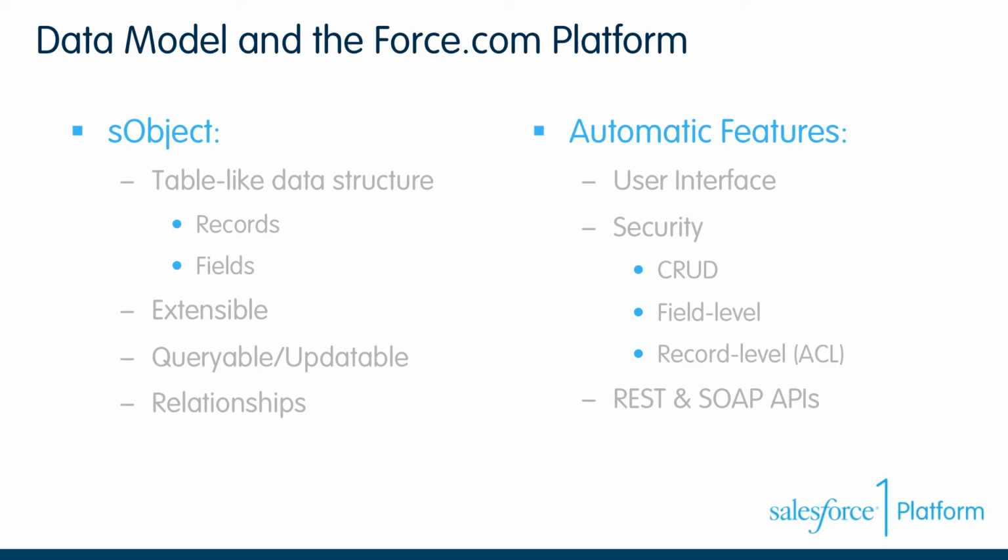The other thing you get automatically when you create an S object is an API to it. So as soon as you've defined it, it becomes immediately accessible through our REST and SOAP APIs. Again, of course, security is enforced. Whether you're coming in through the user interface or through the API, it's the same security. And also, of course, you'd actually want to give a user API access before they'd even be able to come in through that particular route and get access to it.